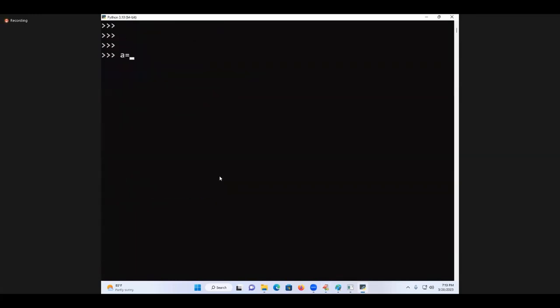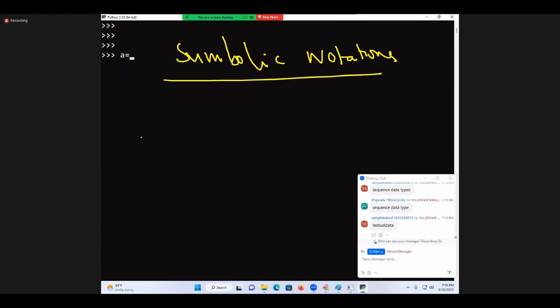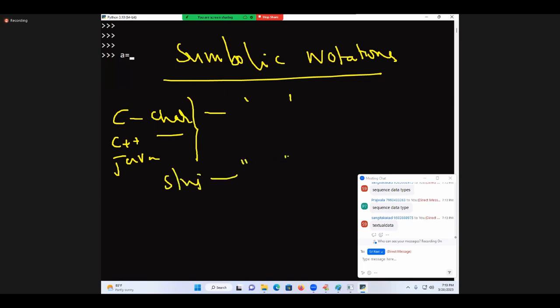To store my string data, I am using some symbolic notations. In Python, data types have some symbolic notations. What are the symbolic notations C people use for the char data type? Single quotes, right? In C, C++ and Java, to store string data, they are using double quotes. Don't skip off by yourself.